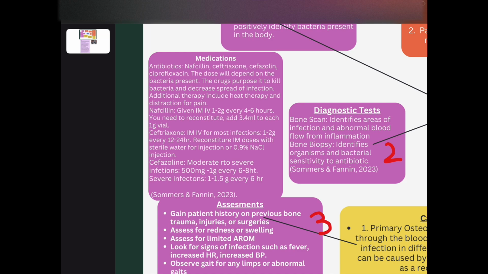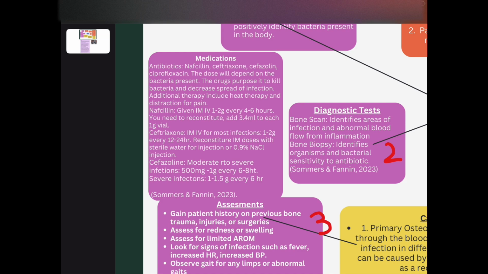All the other interventions that don't have to do with prescription medications include additional therapy like heat therapy and distraction for pain. The nafcillin, you're going to give intramuscular or IV. It's going to be 1 to 2 grams every 4 to 6 hours, and you will need to reconstitute and add 3.4 milliliters to each 1 gram vial.